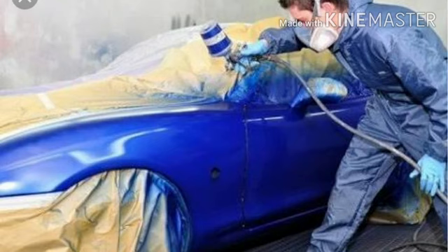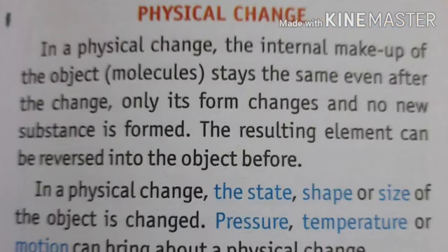So we will see in detail what physical changes and chemical changes are, to understand more about the topics of this chapter. Number 1, physical changes. In a physical change, the internal makeup of the object or molecule stays the same even after the change. Only its form changes and no new substance is formed. The resulting object can be reversed into the object before. In a physical change, the state, shape or size of the object is changed.